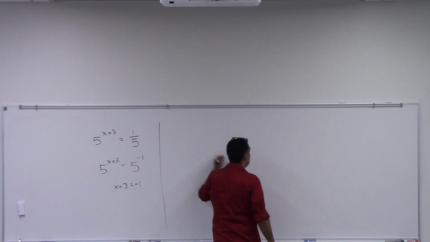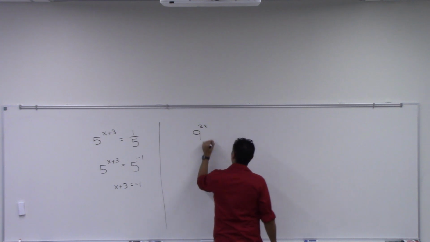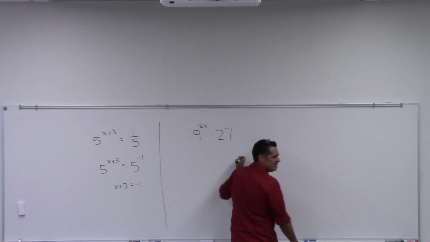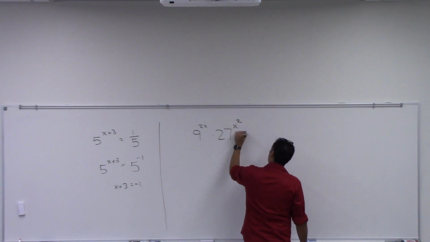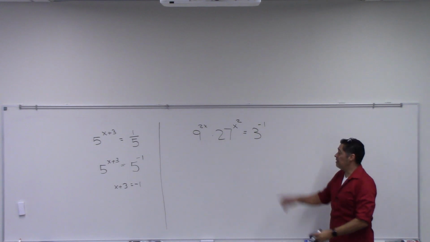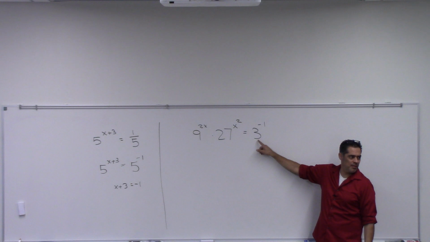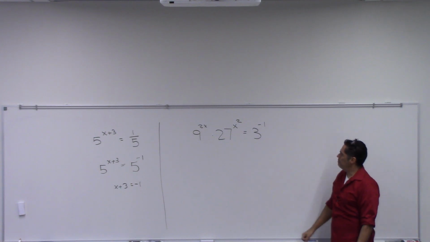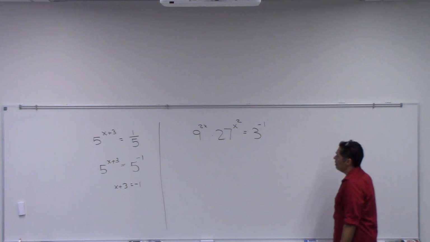Okay, now 80. 9 to the 2x times 27 to the x squared equals 3 to the -1. See, they could have put 1/3 here, right? And that would have made it even a little more difficult, but that's what they gave us. All right, so I look at that and I'm like, holy crap, what do I do here?